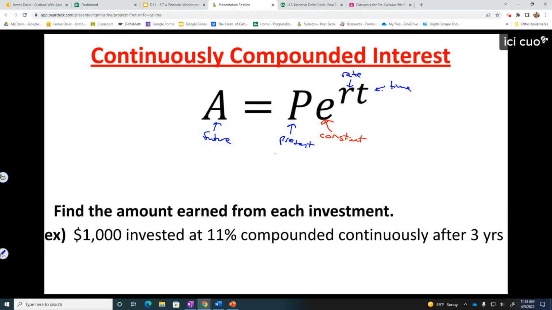So just do one quick example of this. If you invest $1,000 at 11% interest compounded continuously, after 3 years, how much will you have? So everything just plugs in. Our future value in that 3 years, A, is going to equal our present value of 1,000 times e to the r, our rate, which is 11%, so that's 0.11, times our time, which is 3 years. We're just going to set it up like that. You just need to write that out and then plug it into the calculator.